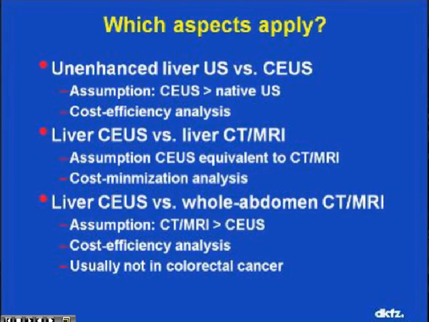So, which possible aspects could apply? We could compare unenhanced liver ultrasound with CEUS. In this case, as I said before, we know CEUS is better than native ultrasound, and we would need a cost efficiency analysis, not a cost minimization process.